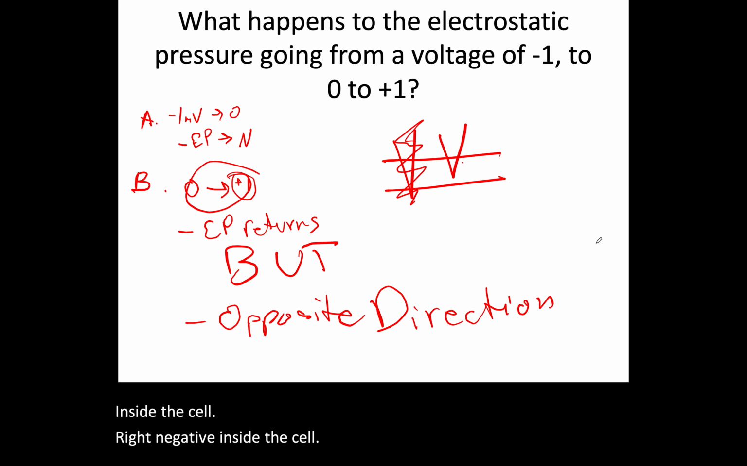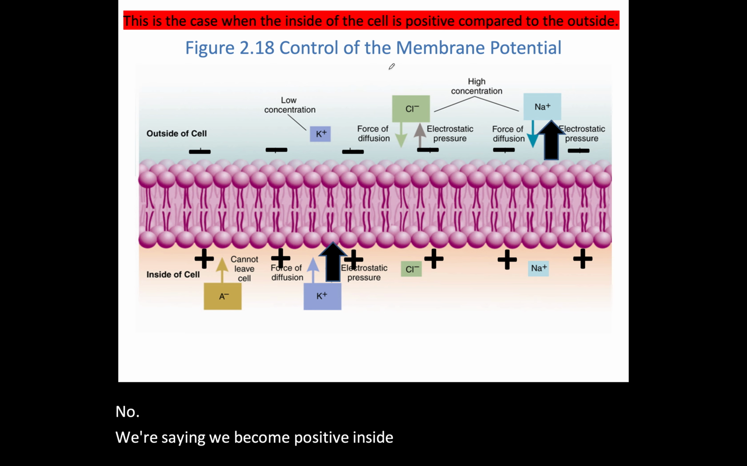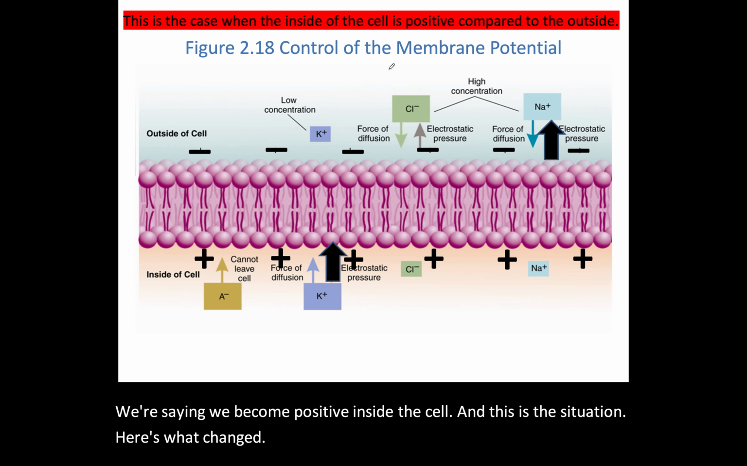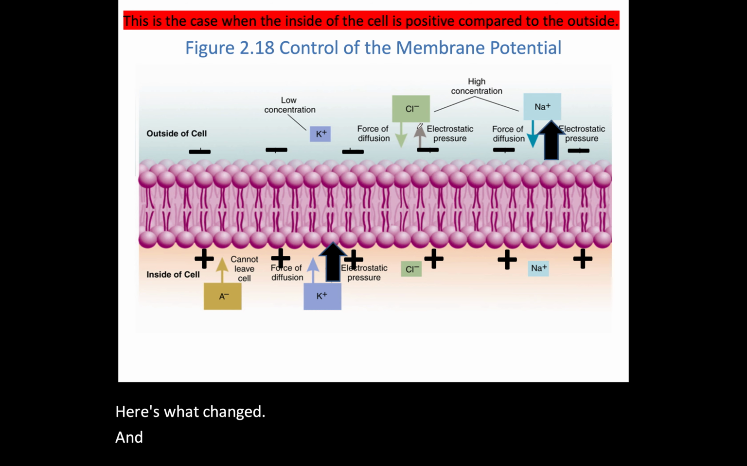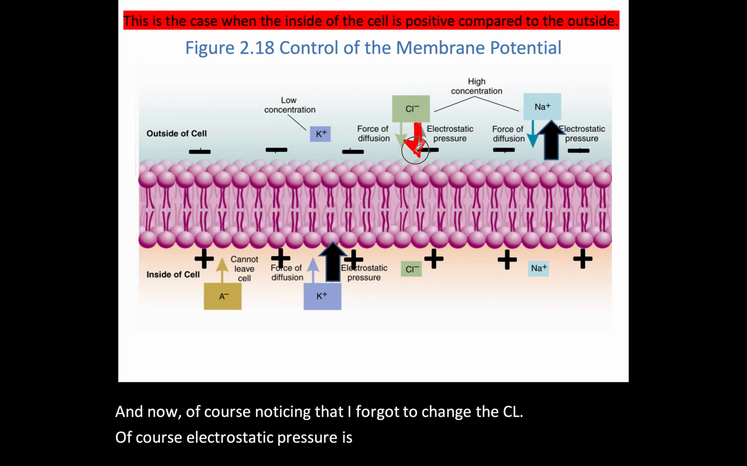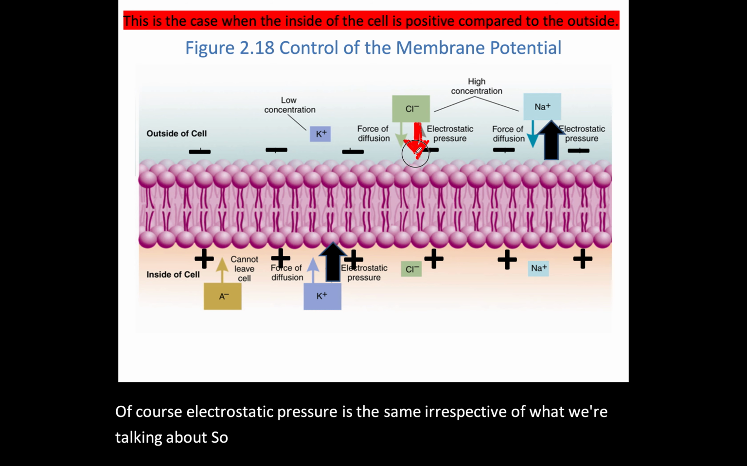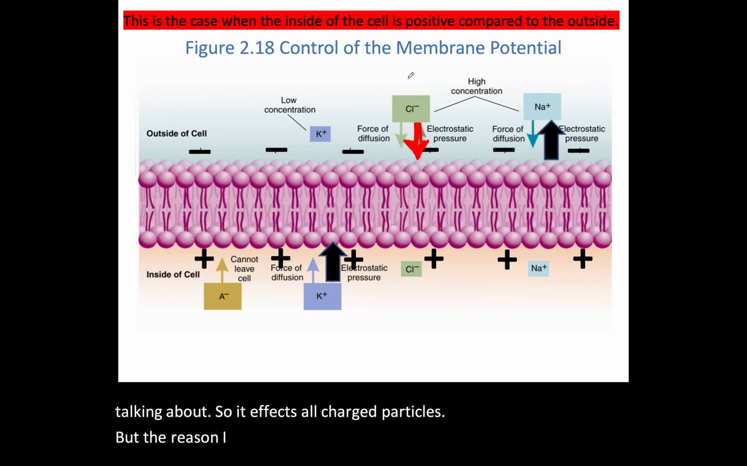Now, we're saying we've become positive inside the cell. And this is the situation. So here's what changed. And now I'm, of course, noticing that I forgot to change the CL. Of course, electrostatic pressure is the same irrespective of what we're talking about, so it affects all charged particles. But the reason I had left this out was because remember, chloride is not really significant to us.